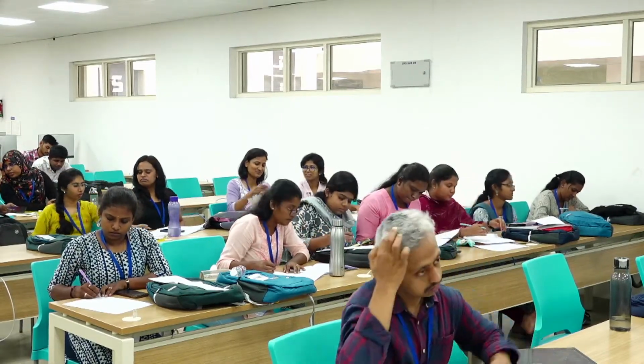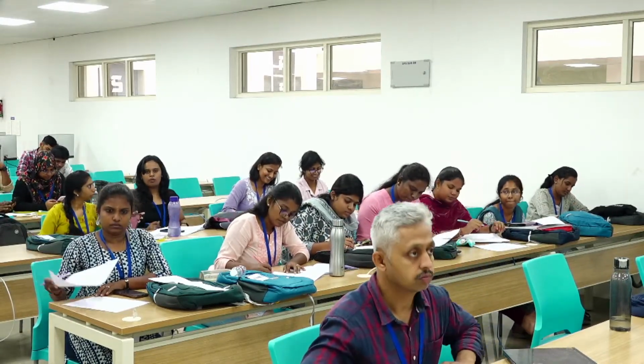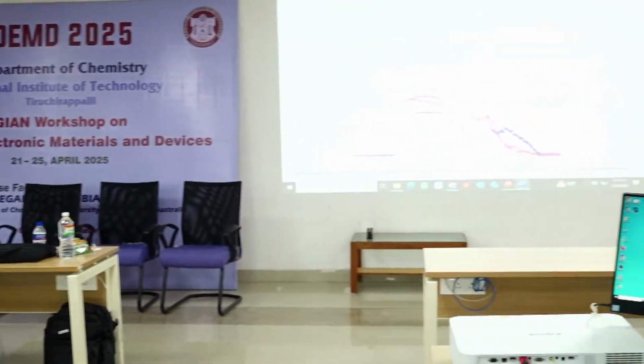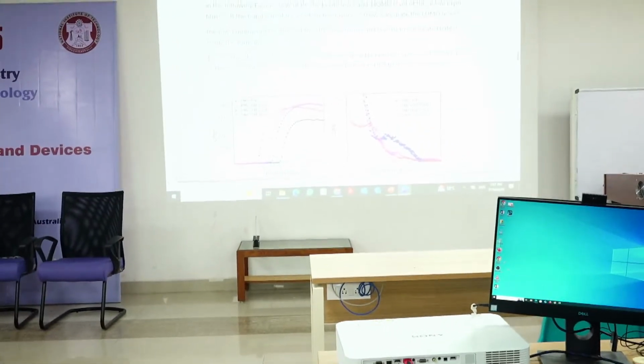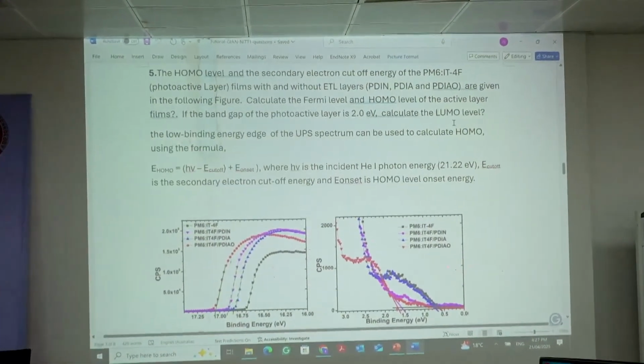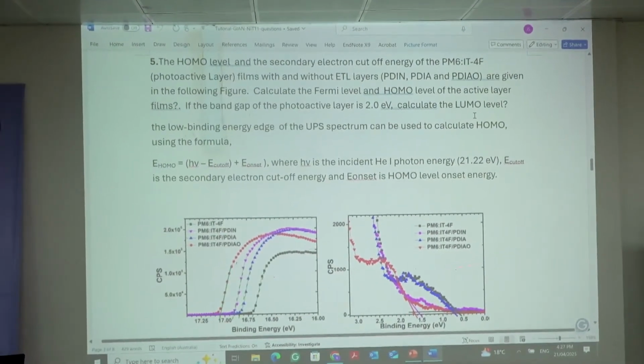Okay, I will go to the next question, 5. This question is regarding UPS spectra. I have given the spectra and also given the onset. Just calculate the Fermi level and HOMO level, and if the band gap is about 2 eV, calculate the LUMO level. The same thing, but the spectra is different.